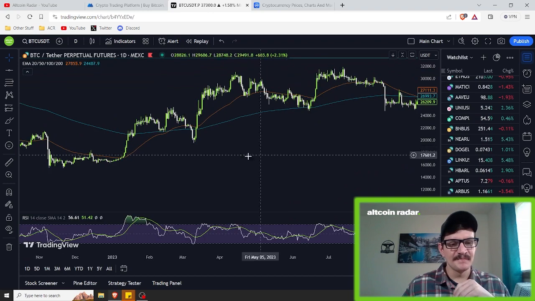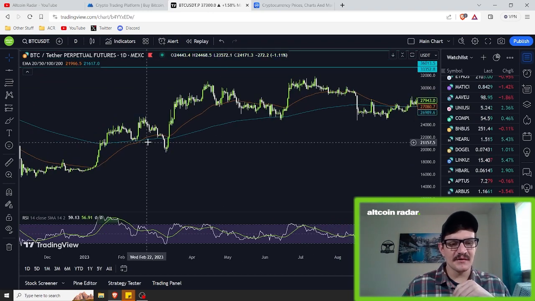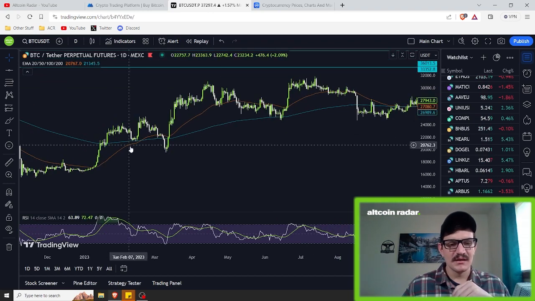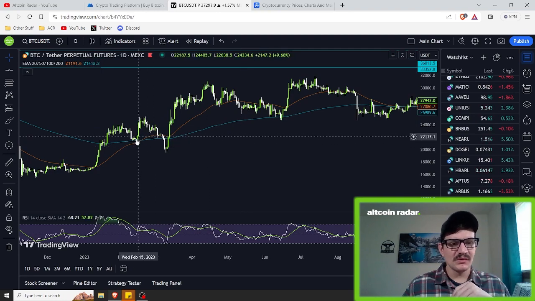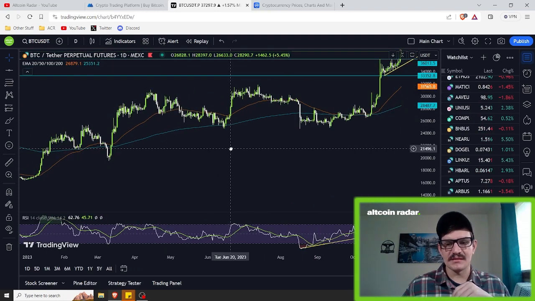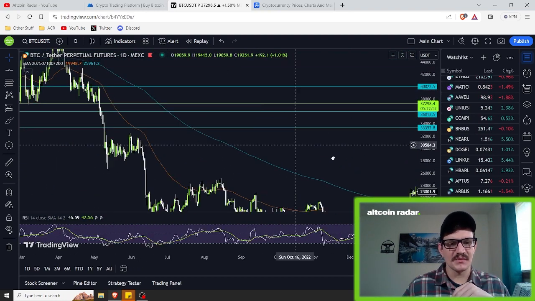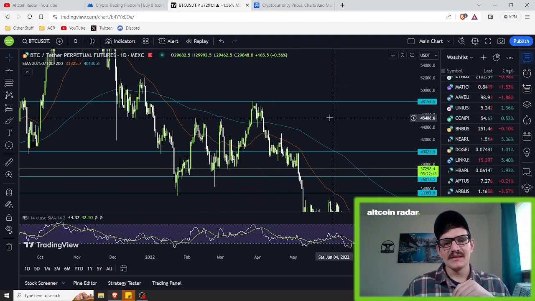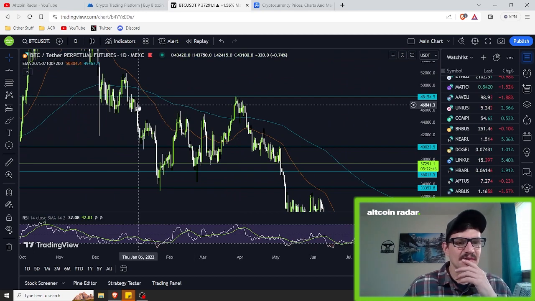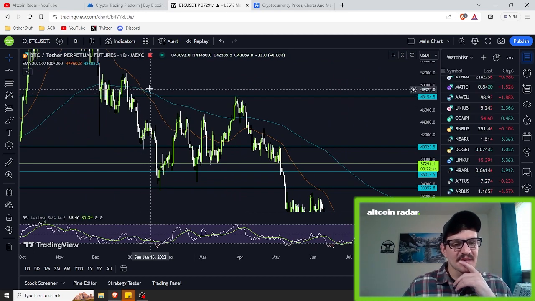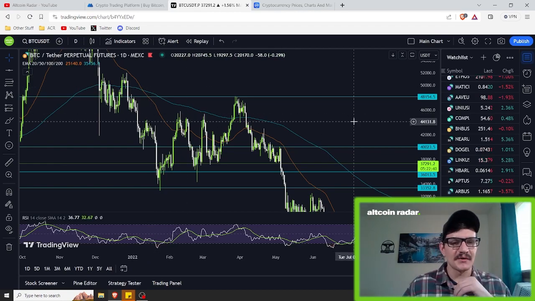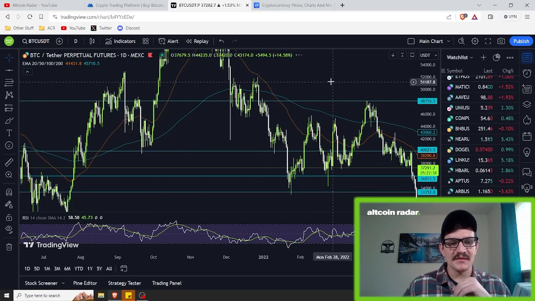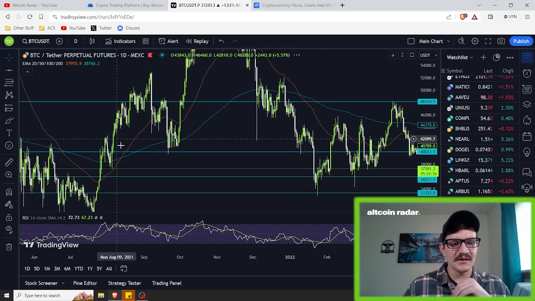For an example here, we will look at this cross right here. Let's see here, that's not a good one. We will go to the bearish one up here. So here we go. This is a perfect example of what I'm talking about here. We've got our death cross right here, and what ended up happening? We ended up dropping hardcore. Same thing with this cross right here.